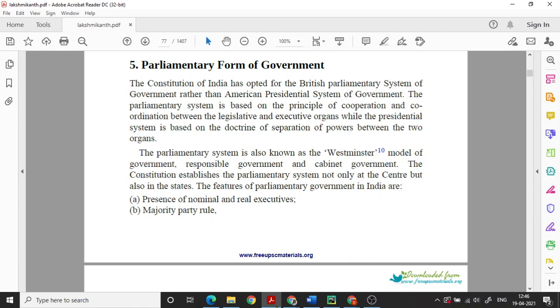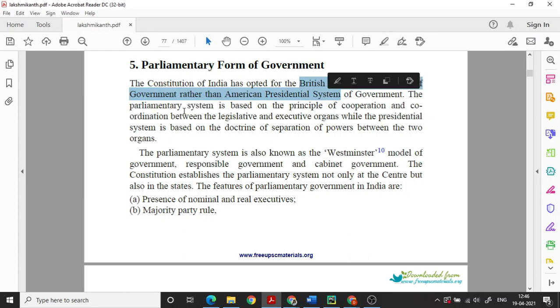Today we will be continuing with the basic features of our constitution. So moving on, the fifth feature of the Indian constitution is that we have a parliamentary form of government in practice, which means that the Constitution of India adopted the British parliamentary system of government rather than the American presidential system. So we chose the British parliamentary system.